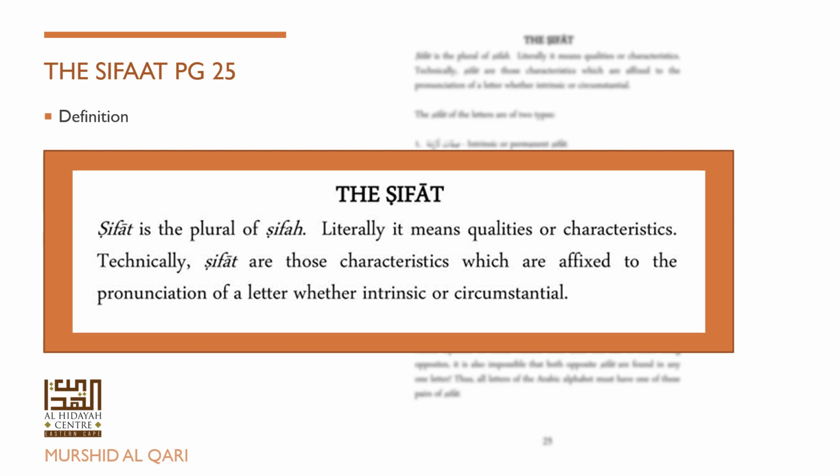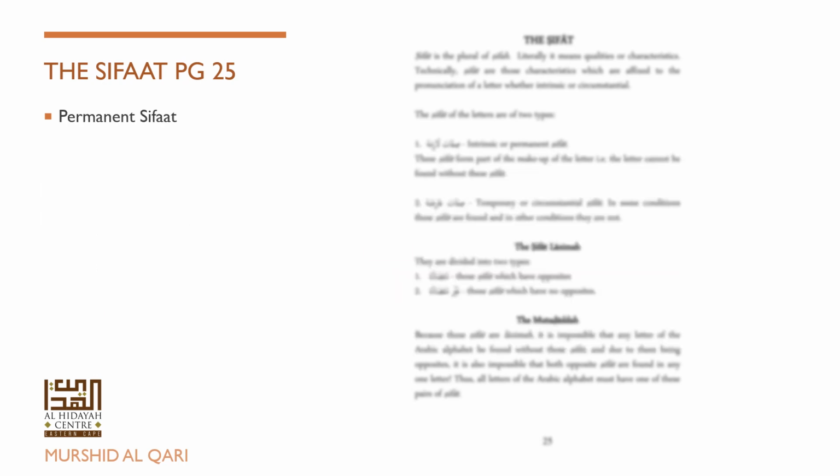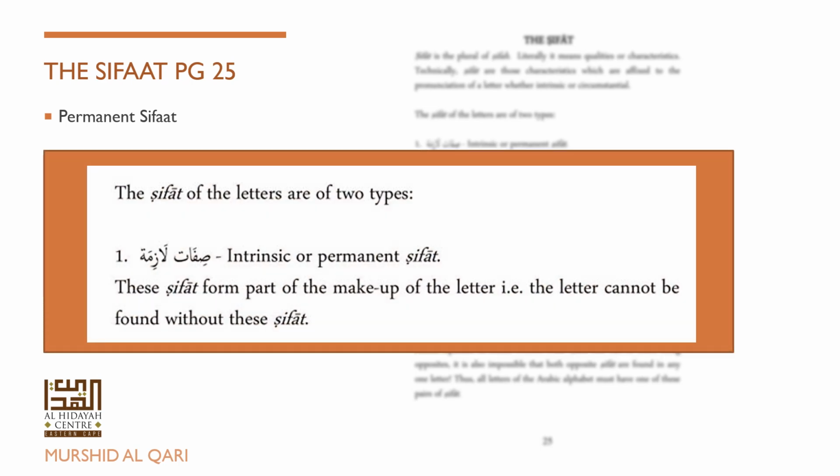Sifaat is the plural of sifa. Literally, it means qualities or characteristics. Technically, sifat are those characteristics which are affixed to the pronunciation of a letter, whether intrinsic or circumstantial. The sifat of the letters are of two types. Number one, the sifat lazimah, intrinsic or permanent sifat. These sifat form part of the makeup of the letter. In essence, the letter cannot be found without these sifat.